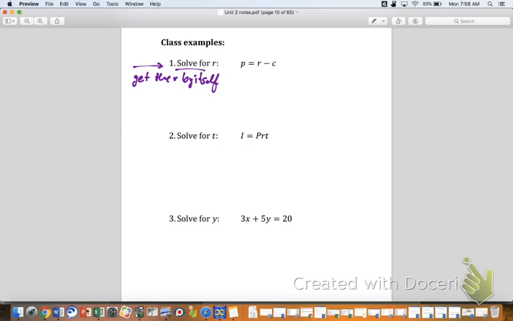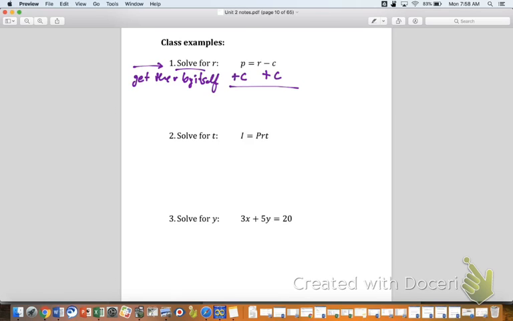The R clearly is not by itself, is it? We need to get it by itself. That's what the directions say. So it does have this R minus C with it. So how do you get rid of minus C? You add C, yeah. So you can't just add C to one side. Whatever you do to one side of the equation, you have to do the same thing to the other side. So on the right side, what's negative C plus a positive C?